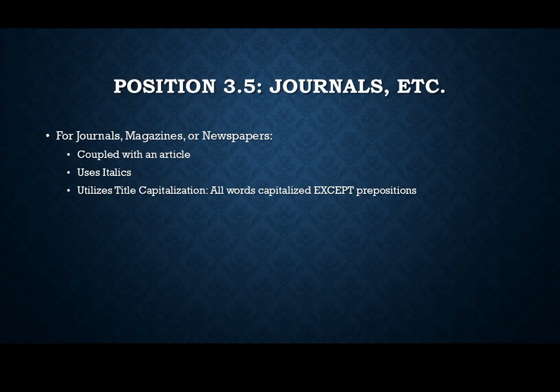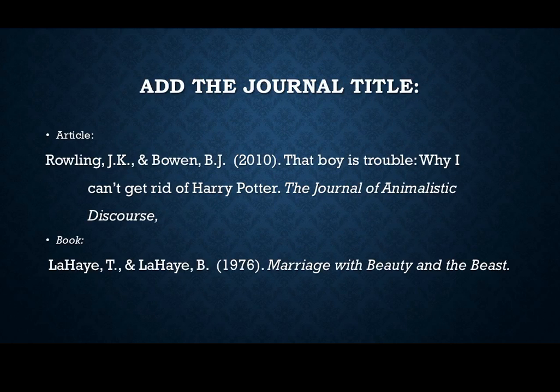If we are citing an article, the next thing in our citation will be the publication title. These are in italics and use title capitalization. This means that all words are capitalized except prepositions. Here's our example. The book doesn't have a separate publication title, so nothing was added. The article's journal title was added in italics with title capitalization.